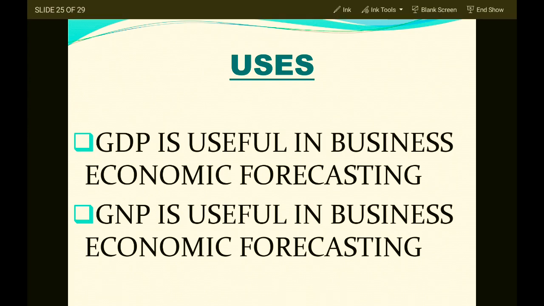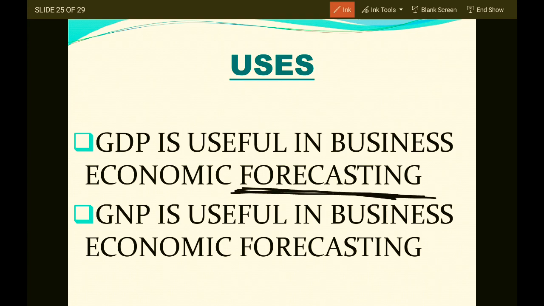Now usage, what are the usages of GDP and GNP? GDP is useful in business economic forecasting. It is used in analyzing what we need to do in the future, predicting the future course of action. See, for example, in 2020 the GDP of India is so low. So what happened? The economists analyze what are the factors and forces which have lowered the GDP. Then they are going to frame new economic policy. So basically it is used in forecasting.